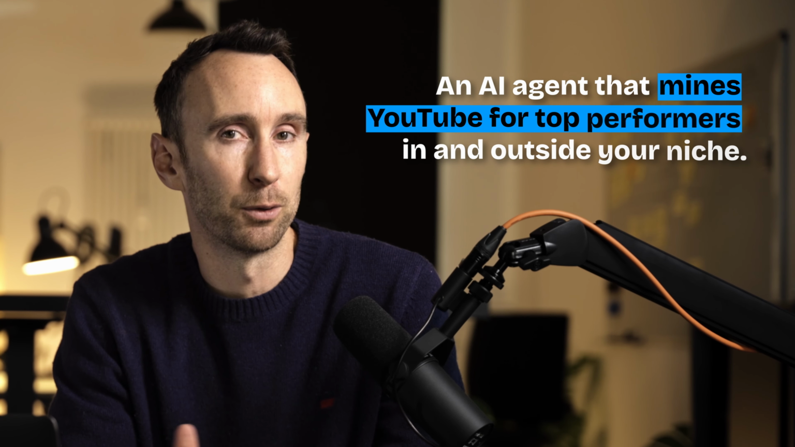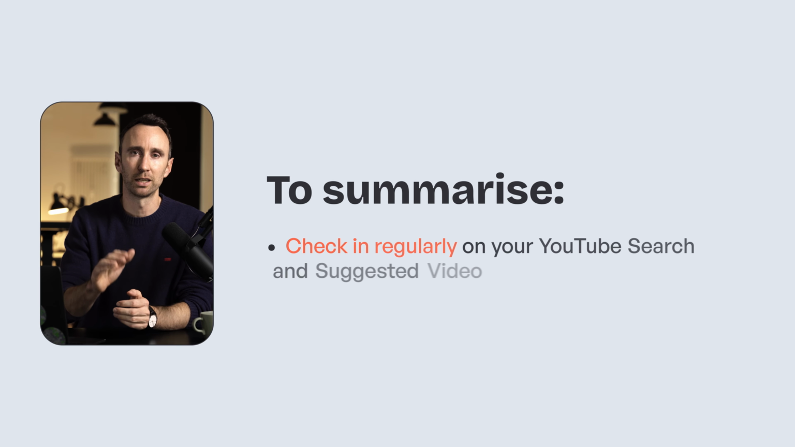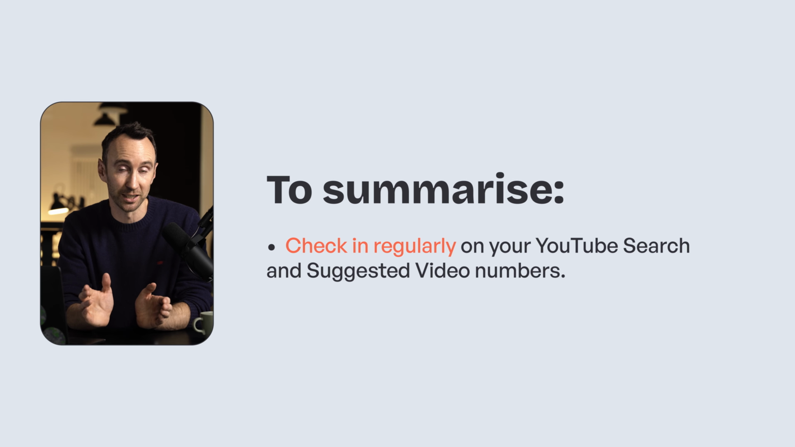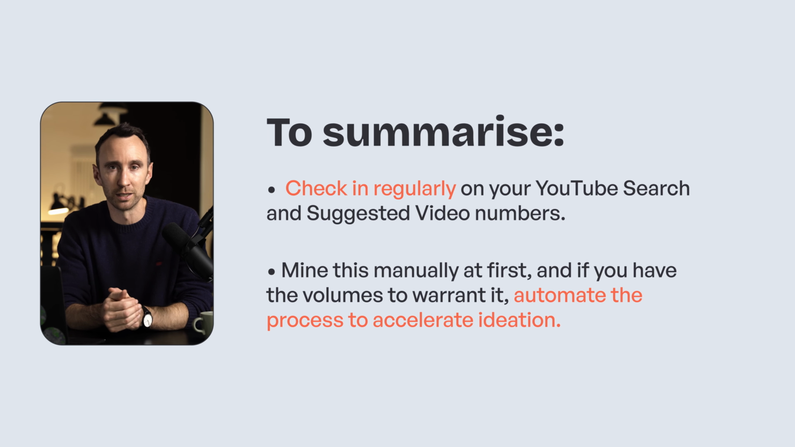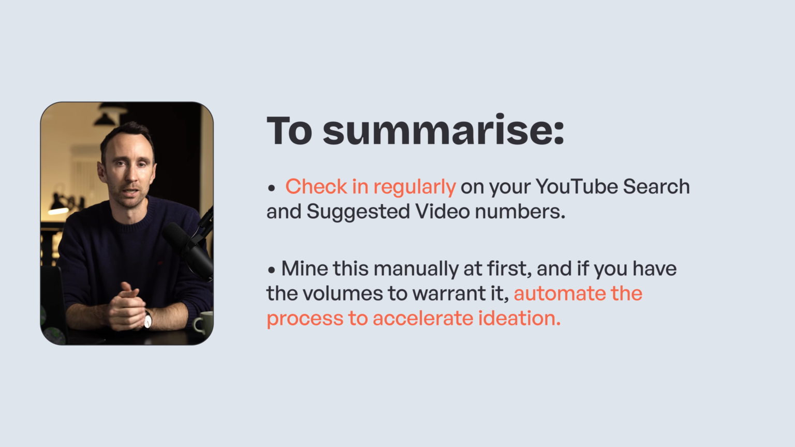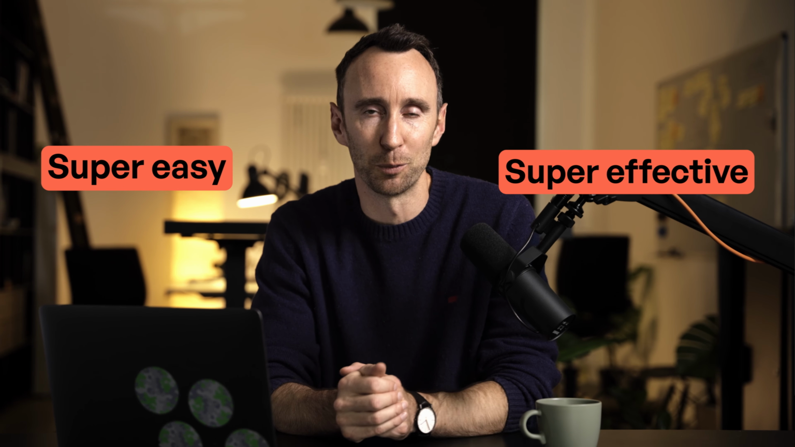Again, this whole process can be automated and embellished by adding an AI agent that, for example, mines YouTube for outliers and top performers in and outside your niche, and uses this data as an input to enhance the ideas coming from mining your search and suggested videos data. So to summarize, check in regularly on your YouTube search and suggested video numbers, mine this manually at first, and if you have the volumes to warrant it, automate the process to accelerate ideation. It's super easy and super effective, which is always a winning combination.